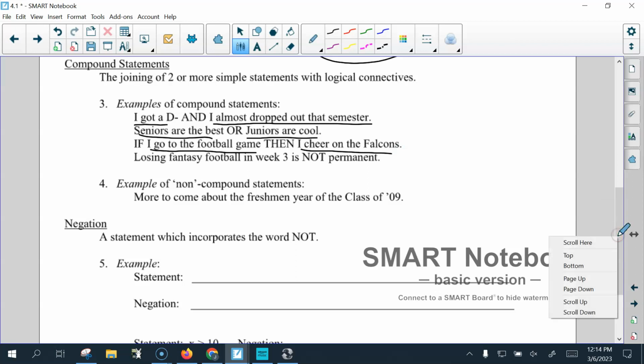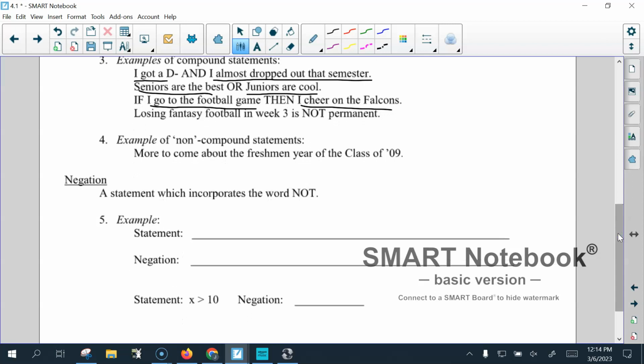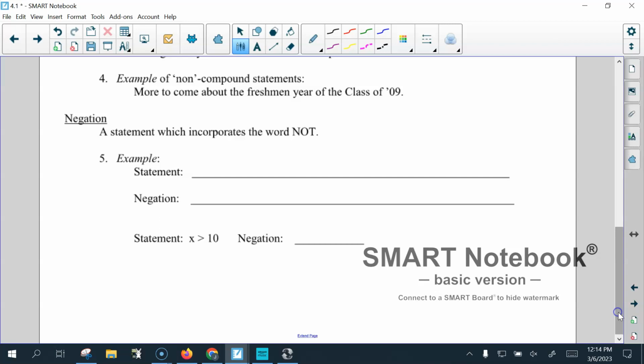All right, how about non-compound statements? More to come about the freshman year of the class of 09. Well, you're not making two statements there. You're just saying there's more to come about that declaration. So that's just a non-compound statement. All right, negation, which you can kind of get from the name of it. When you negate someone, you kind of say no. You counter their argument. So negating is incorporating the word not.